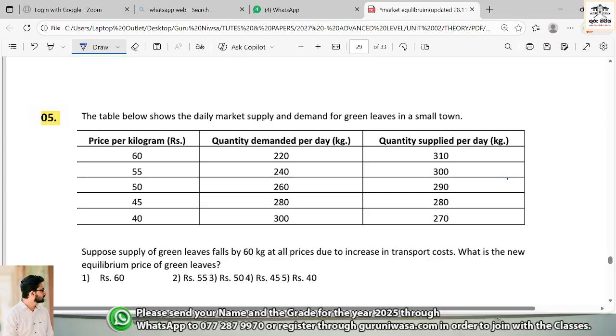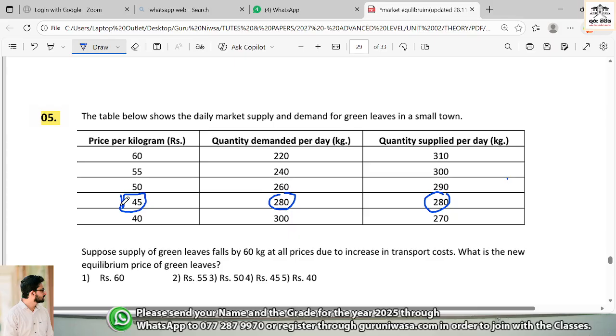Equilibrium price means at equilibrium price both demand and supply are equal. Look at 45 rupees: 280 kilos are being demanded, and supply is also 280. So the equilibrium price before these changes is 45. Is it okay? Okay, now what happens?